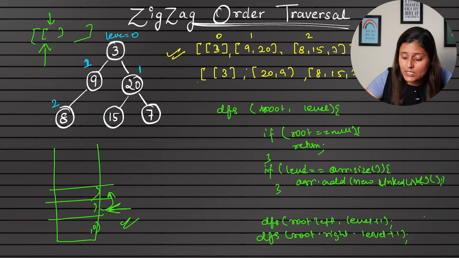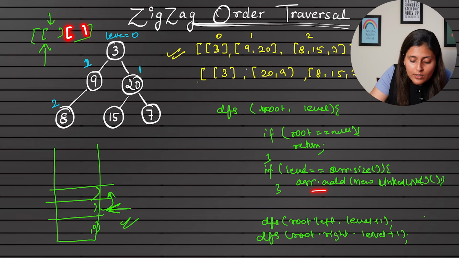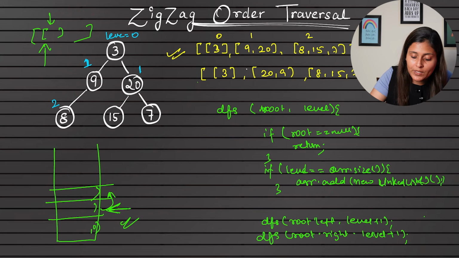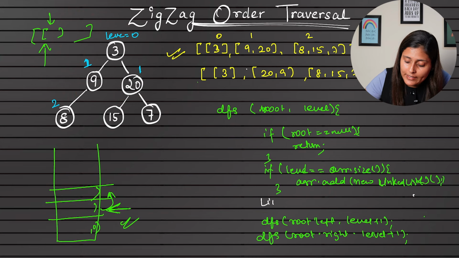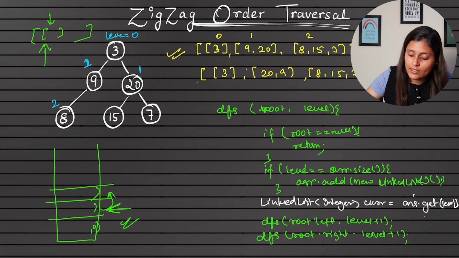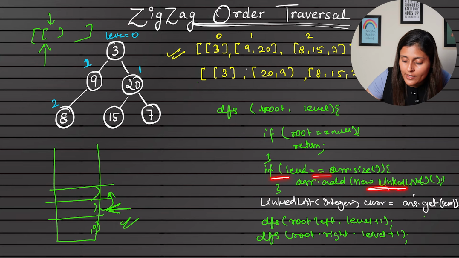Now we have inserted a new linked list here, correct? But we want a reference also, so that we can insert these node values inside this linked list or DQ, correct? Now here we'll create a linked list because we want a reference, so a linked list of type integer. Let's name it current is equal to answer dot get level, because by this line we have already inserted a new linked list.